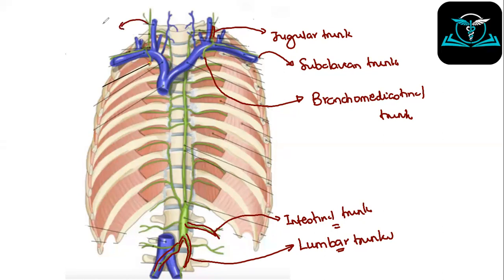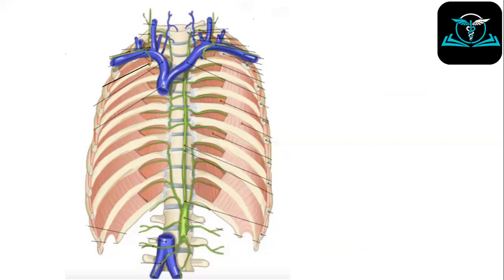So this is the jugular trunk, then this is the subclavian trunk, and of course we have the bronchomediastinal trunk. Okay, so these are the trunks. Now I wanted to make a point here. Usually the lumbar trunks and then the intestinal trunk would end and form a dilatation here. This dilatation is called the cisterna chyli. And here we are going to begin the ducts. Okay, discussion of the ducts.